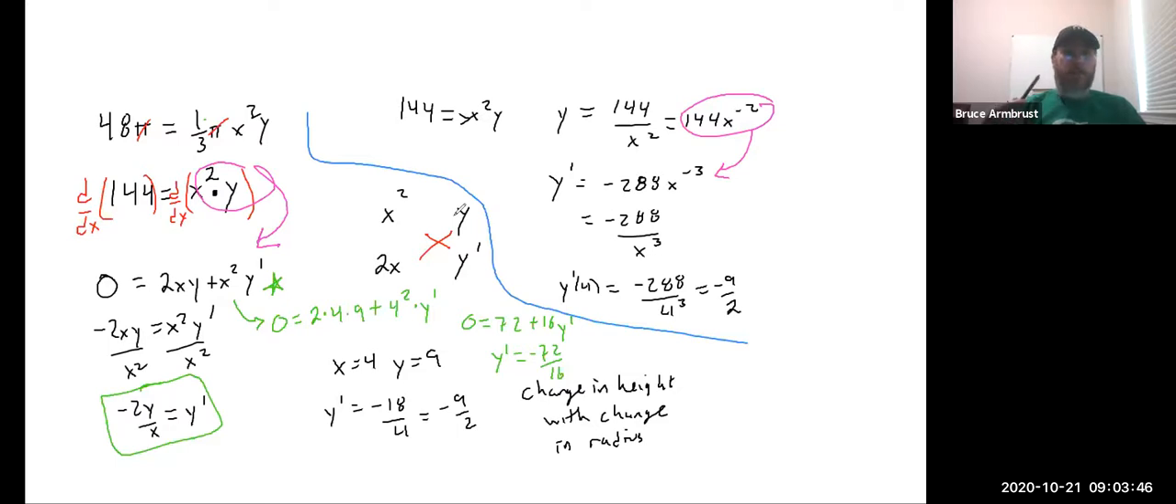Start trying to picture a couple steps ahead down each path, because sometimes you can look at it and go, like in this case, oh crap, if I do implicit differentiation, I'm going to have to use a product rule. If I do it explicitly, it's a simple power rule, right?